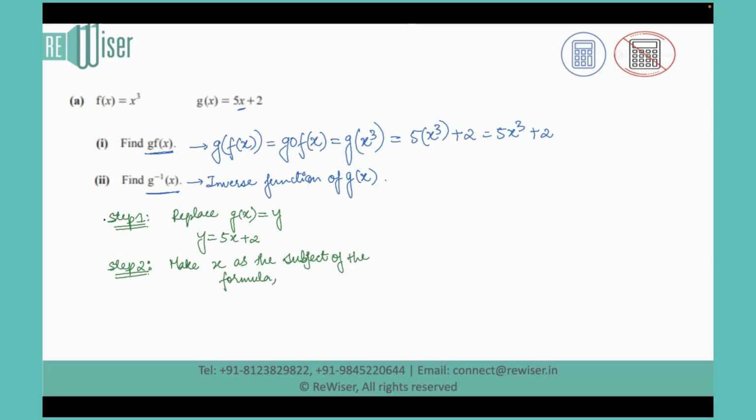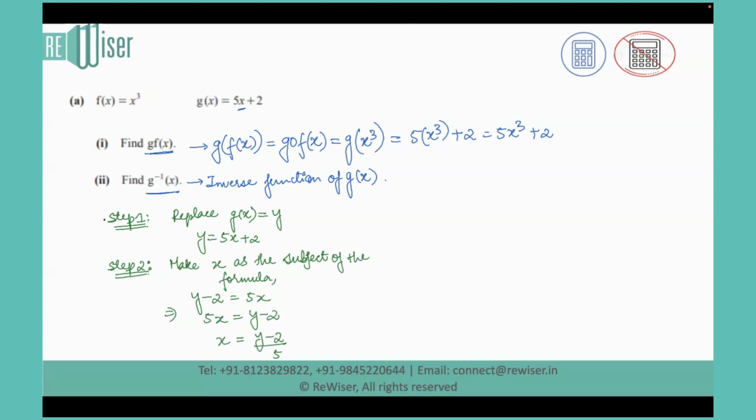So we can say that y minus 2 is equal to 5x, which can also be written as 5x being equal to y minus 2. Further, x is (y minus 2) by 5. So we have found x as the subject of y.